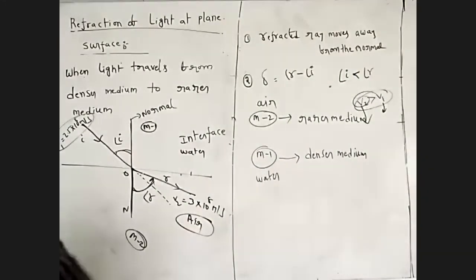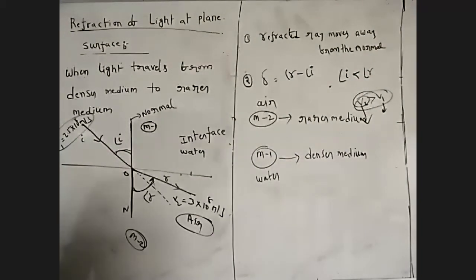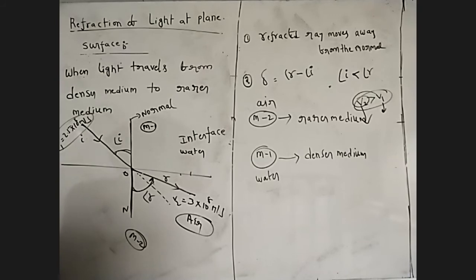In this point you have to learn: when light travels from a rarer to a denser medium, the refracted ray bends towards the normal, and the angle of deviation is equal to angle of I minus angle of R. When a light ray travels from a denser medium to a rarer medium, the refracted ray moves away from the normal, and the deviation is angle of R minus angle of I. That's all. The speed of light in air is more, so that medium is taken as the rarer medium. Where the speed of light is lesser, that medium is said to be the denser medium. Keep this point in your mind.